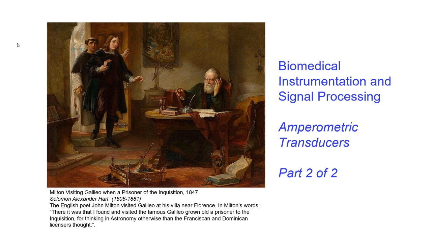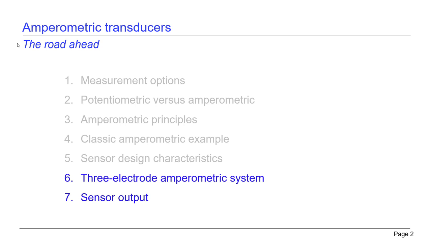This discussion wraps up the second half of our discussion on amperometric transducers. And as we indicated earlier, we covered the first 5 parts of this lecture in which we talked about everything from measurement options to sensor design characteristics. Some of you may have already been very familiar with sensor design characteristics, but we included it anyway for the sense of completion.